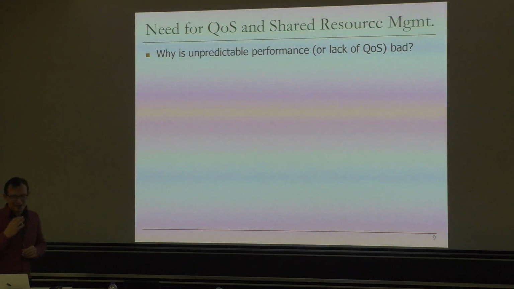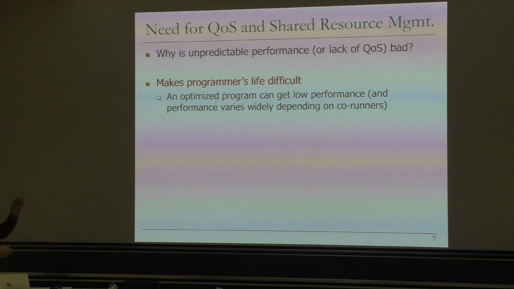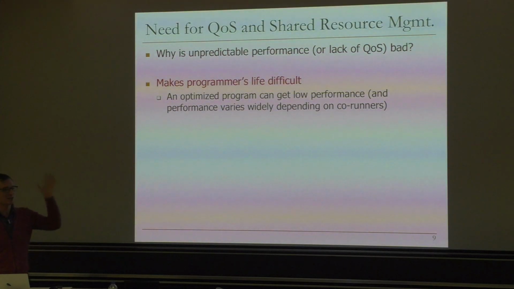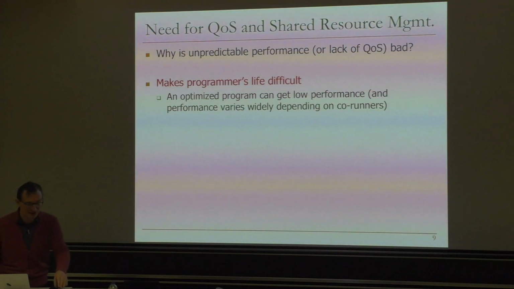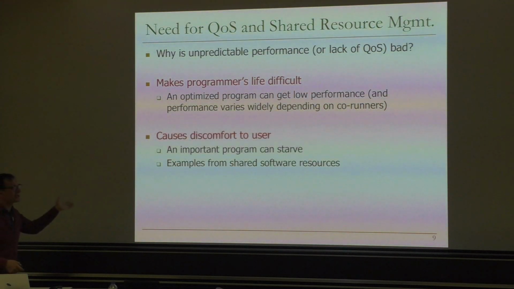Okay, so why is this so bad? I'm going to make this very quick basically. Clearly this makes programmers' life difficult because an optimized program can get very low performance, and its performance varies widely depending on core runners. As a result, you put all of this effort into compilers, performance optimization, algorithm optimization, and in the end, you don't get much. Right? Because somebody else destroys your performance. This is completely out of your control, right? That's why you really need system support for this. It causes discomfort to the user, clearly, because an important program can starve.